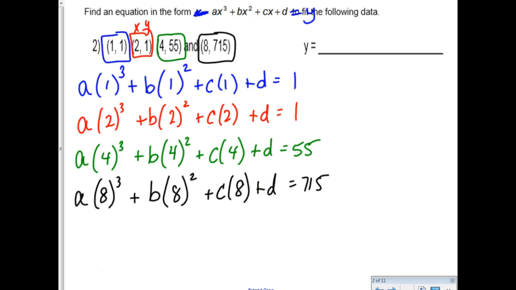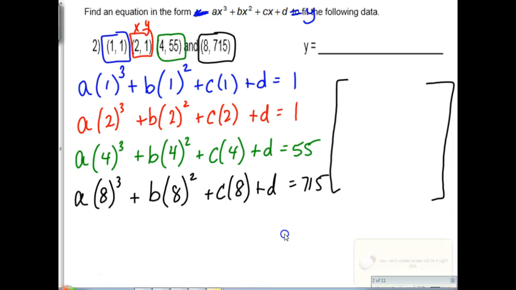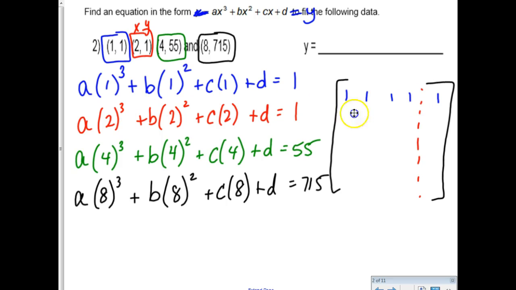Whew, good times. All right, so that's not what you're entering in your calculator. In your calculator, I should have written that smaller. You are entering, for the blue line, 1, 1, 1, 1, and 1. For the red line, you've got 8, 4, 2, 1, and 1.